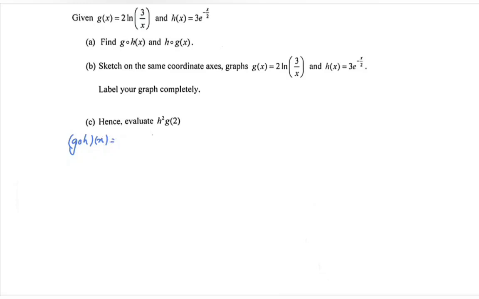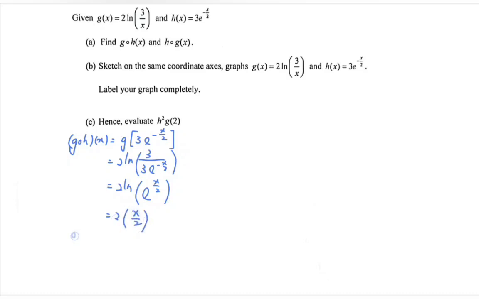Here they mention that we have g and then the composition with h, which is 3e^(-x/2). Substitute this into g, where we have 2 ln(3 / (3e^(-x/2))). If we simplify, we have 2 ln(e^(x/2)). If we simplify ln and e, then we will have 2(x/2). So finally g∘h gives us x.